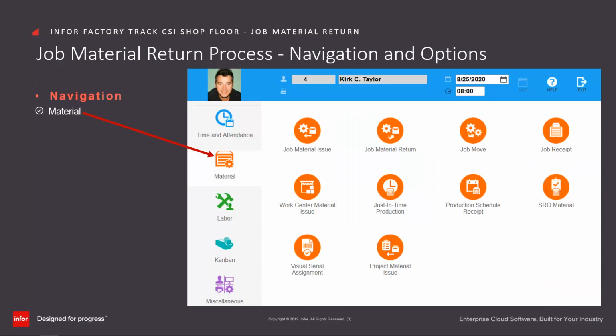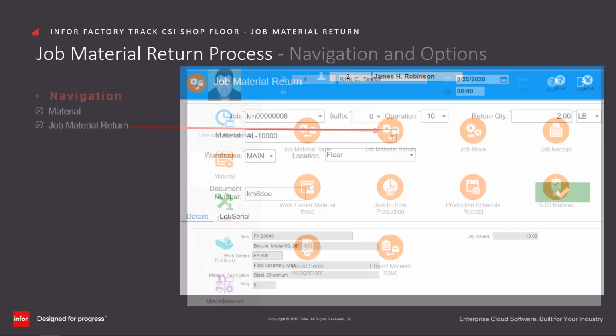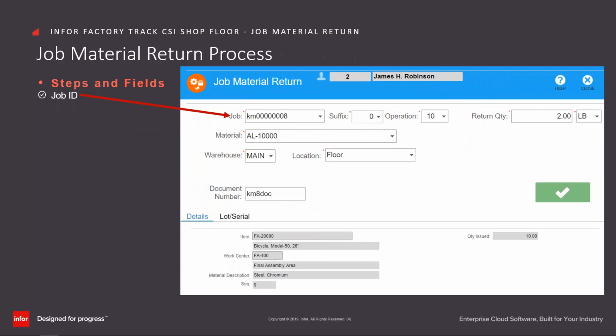To start the job material return process, from the Factory Track Shop Floor's Work Center navigation homepage, click on the Material Category Group menu. Then click on the Job Material Return icon. Note that the order of the features within the Material menu is configurable. To return job materials from a job operation back into inventory, the Shop Floor Job Material Return form is used.